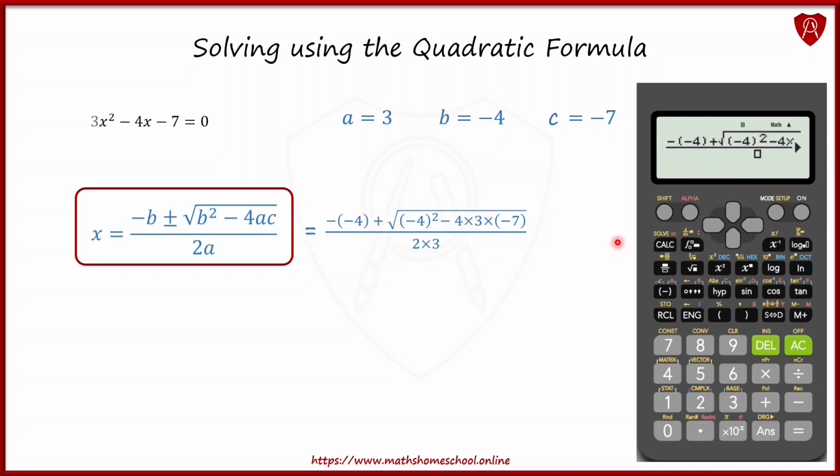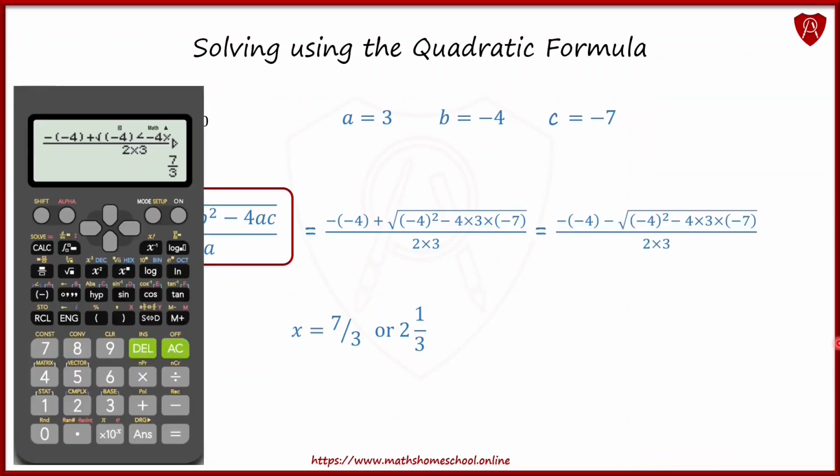Press down arrow so that we can key in the denominator. 2 times 3. Press the right arrow so the cursor is at the end of the equation. Press equals, and we have our first solution. 7 over 3, or 2 1/3.